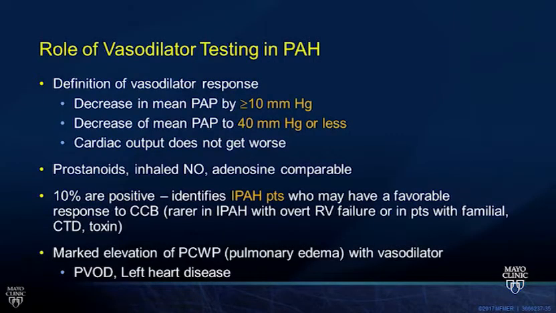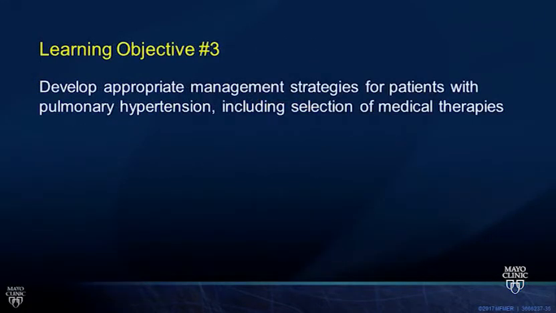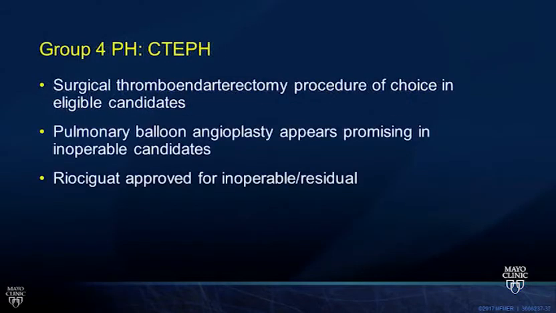If there's marked elevation of the wedge pressure or pulmonary edema with vasodilators, you might suspect pulmonary veno-occlusive disease or left heart disease. And then management strategies for patients with PH, including selection of medical therapies. So let's get some of the easy ones out of the way. So group 4, thromboembolic. If the location of the chronic thrombi are amenable to surgery, then you want surgical thromboendarterectomy.